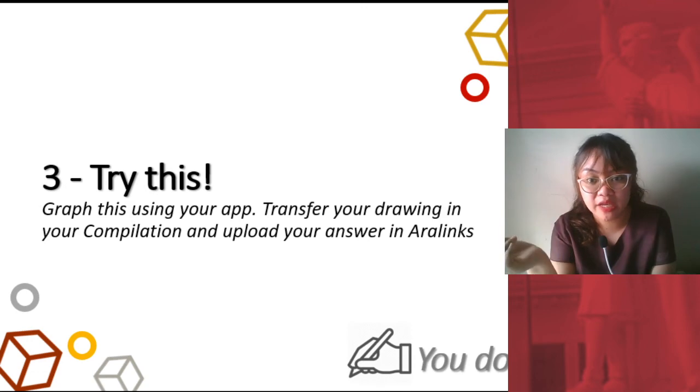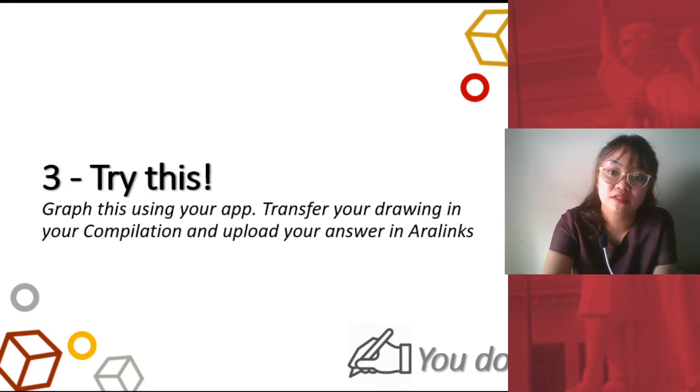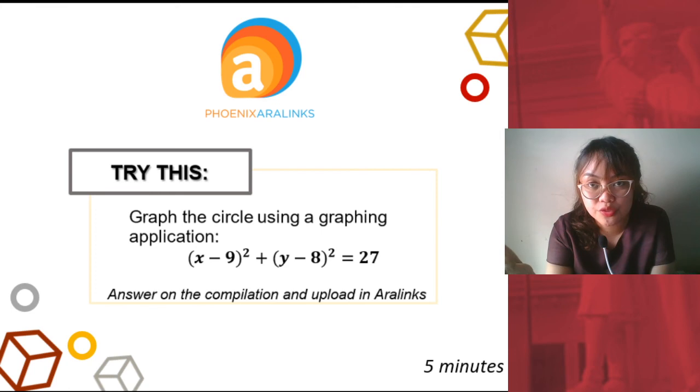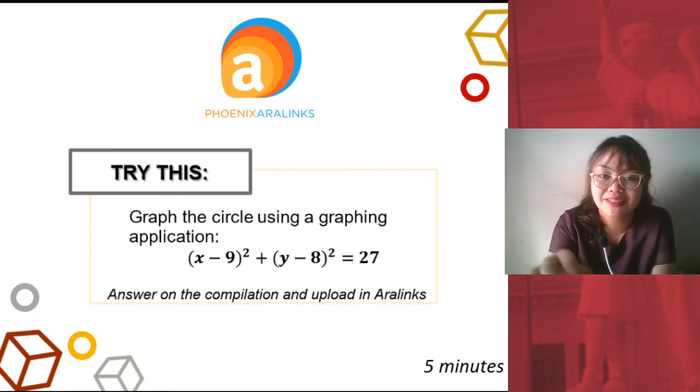Now you would have some items that you have to try on your Arrow links, of course. This is just one item. You just have to use your Desmos, just so I know if you know how to use the Desmos app. Take a screenshot of the Desmos app on your cell phone and then upload that in Arrow links. But on your compilation, I want you to do the manual graphing, so I know if you know how to do manual. Okay, so that's it for this video.